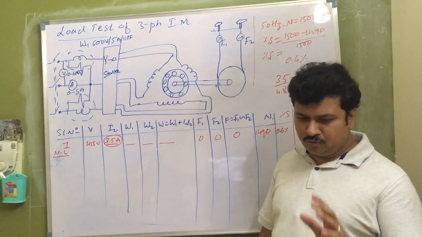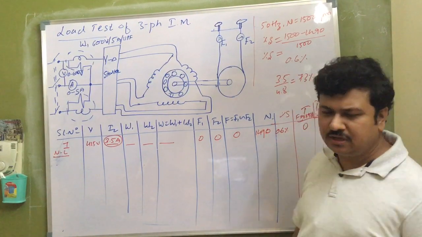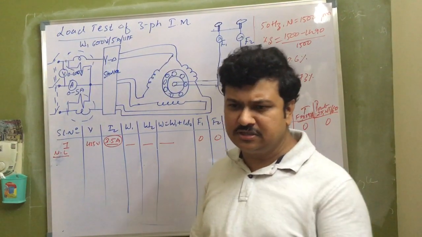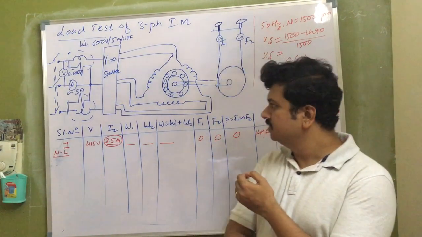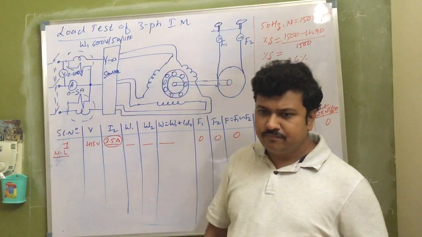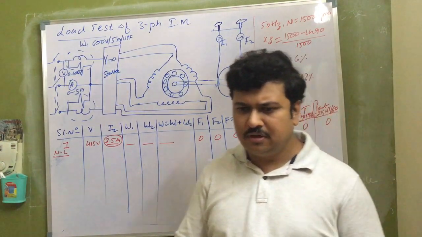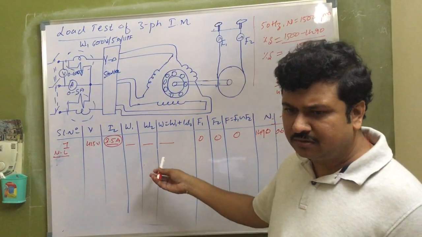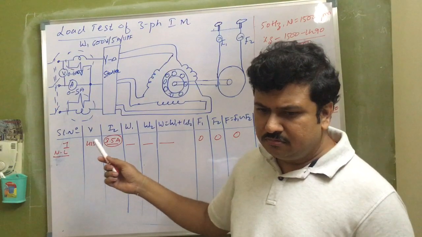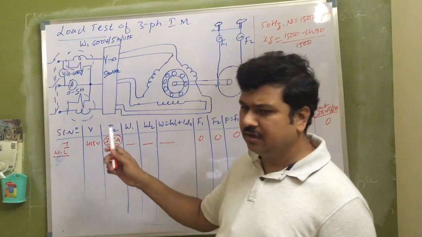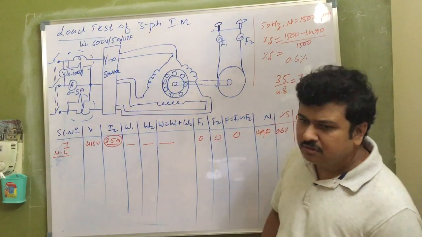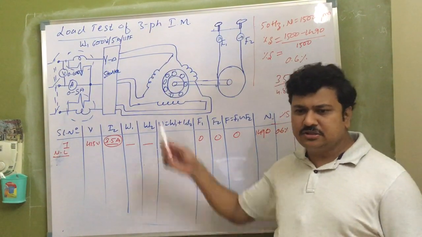I told you what friction and windage loss is. I think I covered friction and windage loss last time in the lab. One of you please confirm. I think I told you 3 types of losses will be there: conduction losses, magnetic losses and mechanical losses. Yes. So there will be a large amount of mechanical losses in the induction motor.